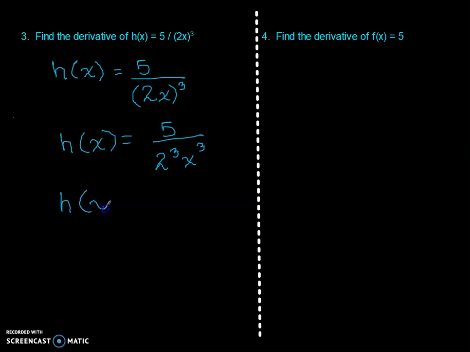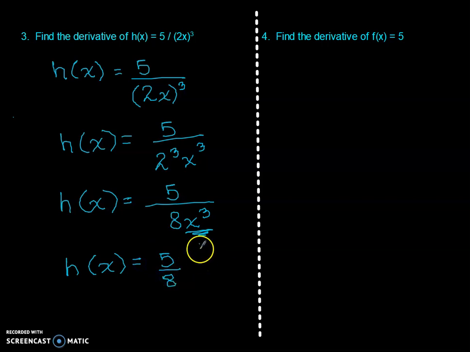Before I even start the power rule to find the derivative, I have 5 over 2 to the third power, which is 8, x to the third power. I'm only going to move the x to the third power because it's in the denominator. I need it in the numerator in order to apply the power rule. So think of this as 5 over 8, just to make it easier when we apply the power rule. And then to move the x to the third power from the denominator to the numerator, I change the sign of the exponent. So now that it's set up, I'm ready to just apply the power rule.